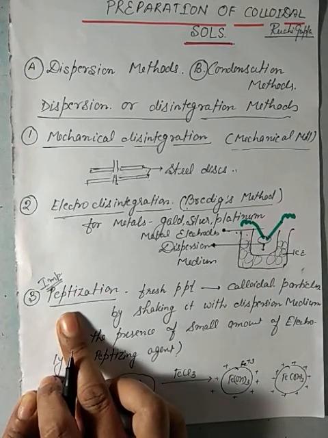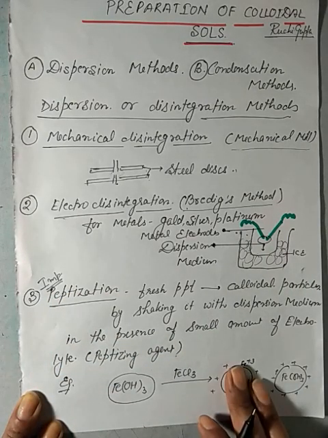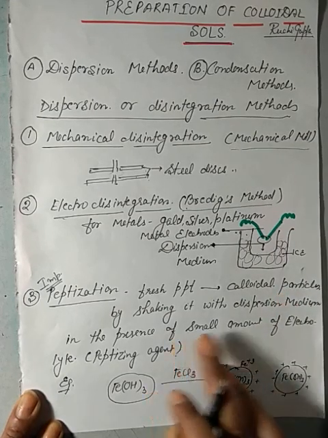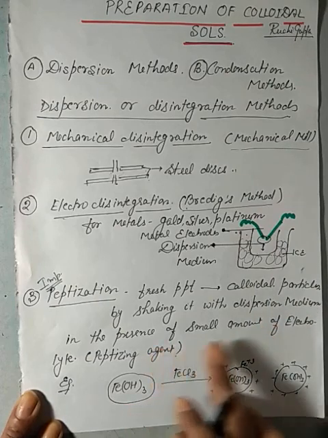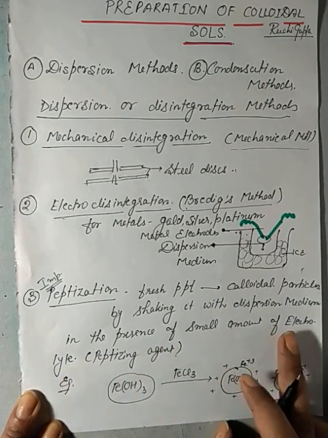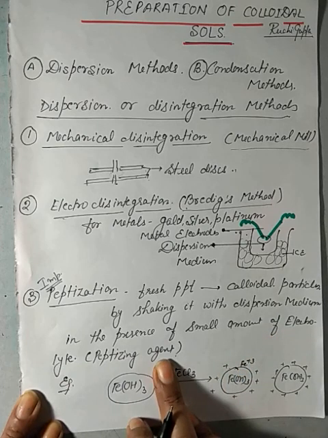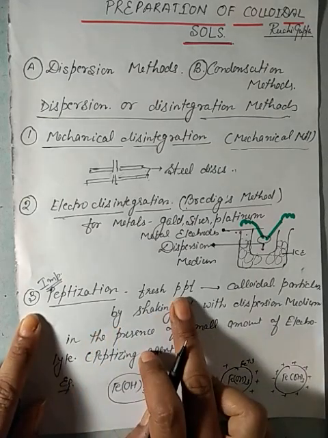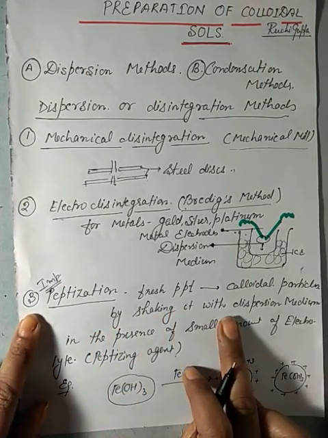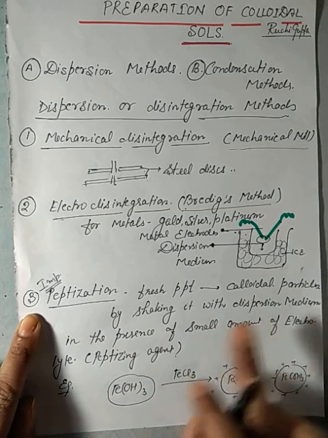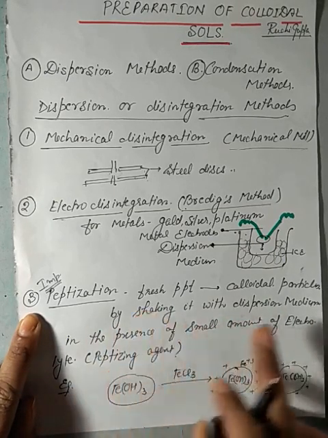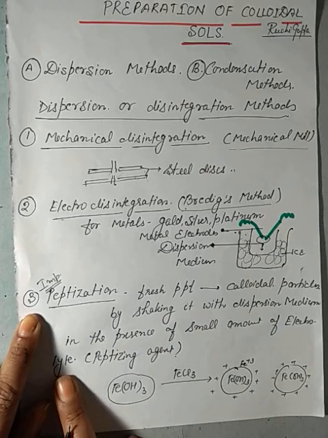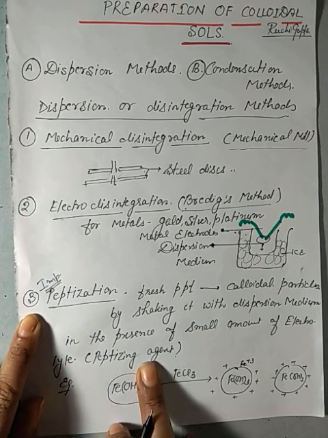In this method, a freshly prepared precipitate is converted to colloidal particles by the addition of dispersion medium in the presence of a small amount of electrolyte. And this electrolyte is called peptizing agent. That means we take a freshly prepared precipitate and a suitable solvent, which is a dispersion medium, and add the precipitate into the dispersion medium in the presence of a small amount of electrolyte, and this electrolyte is called peptizing agent.